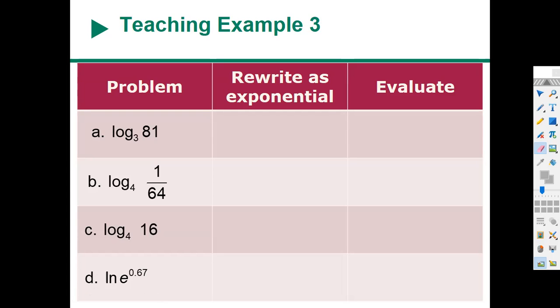All right, here we go. Your first problem is log base 3 of 81. And we want to know, what does this equal? So you're asking yourself, 3 to what power equals 81? 3 to the 4. So our answer would be x equals 4.